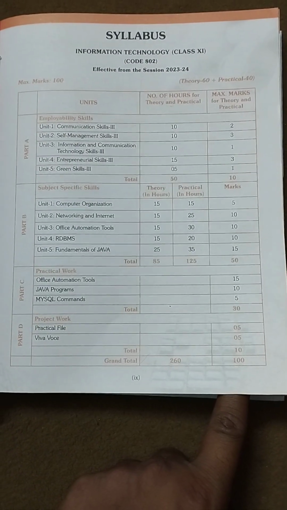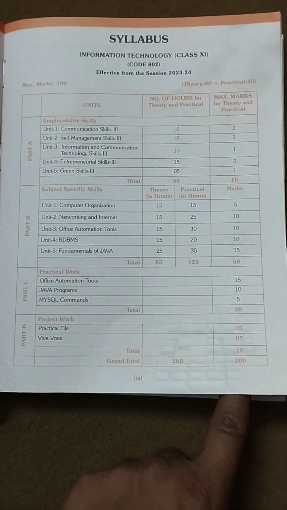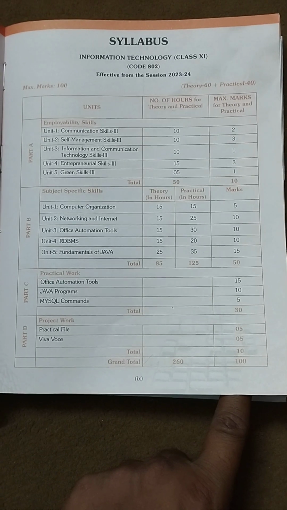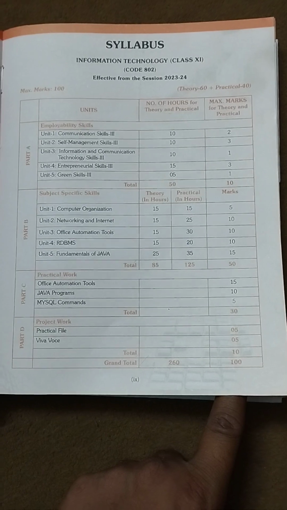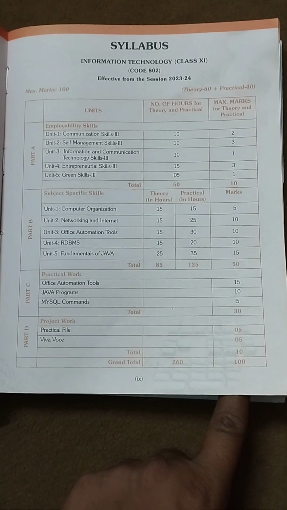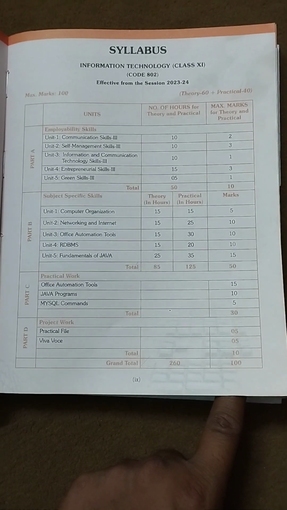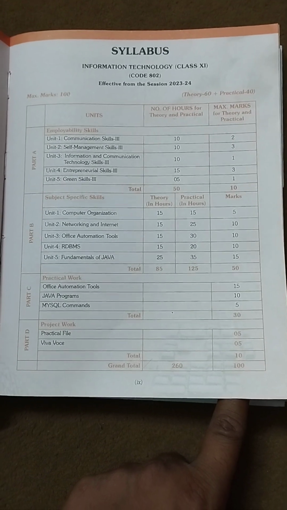How many chapters and how many units are there for IT 802? Some specifications are given here. The theory marks are 60% and the practical 40%, so the whole score will be 100 marks maximum. Here some chapters related to Part B are also given.